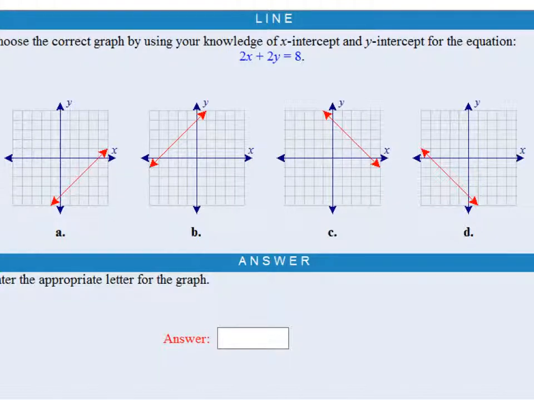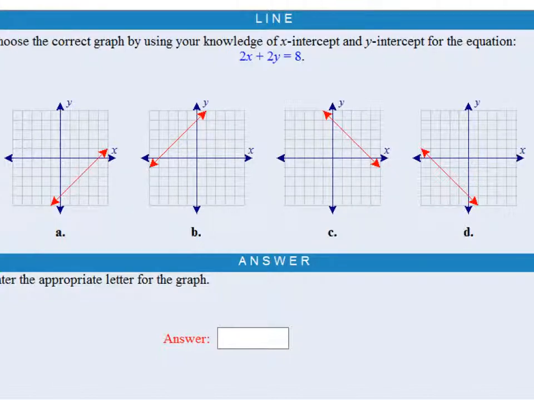Let's talk about x-intercepts and y-intercepts. An x-intercept is where your line touches your x-axis. So in this example, my x-intercept would be a -4. The y-intercept is where it crosses the y-axis. So in this example, my y-intercept is a 4.